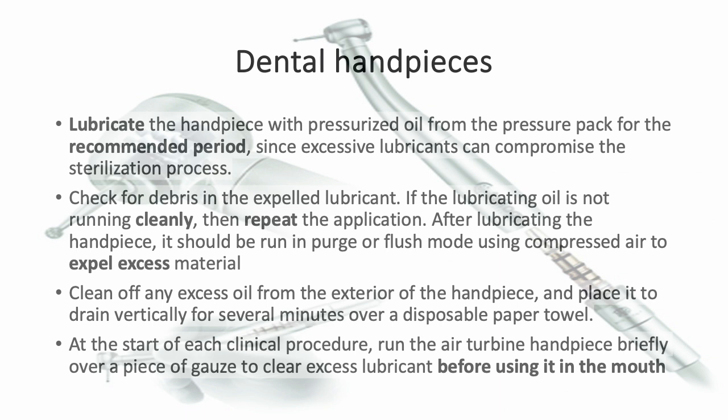After lubricating the handpiece, it should be run in purge or flush mode using compressed air to expel excess material. Clean off any excess oil from the exterior of the handpiece and place it to drain vertically for several minutes over a disposable paper towel. Keep in mind that at the start of each clinical procedure, run the air turbine handpiece briefly over a piece of gauze to clear excess lubricants before using it in the mouth.